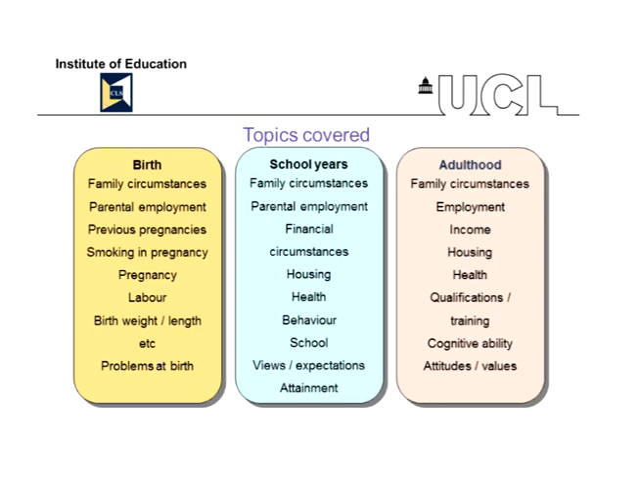And then during adulthood, information has been collected about the cohort members' own family circumstances and their employment. Lots of detailed information about income and housing trajectories, health, qualifications and other kinds of training which people have done, information about cognitive ability, and lots of information about people's attitudes and their values and how these have changed over time. So there's a lot of repeated content from year to year to allow us to measure change, but each sweep has typically had new questions which are particularly relevant to the stage in life that the cohort have reached.